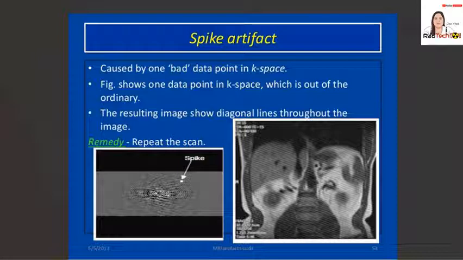So halimbawa dito, may spike artifact siya because of one bad data in the k-space. So ito na yung magiging itsura niya. So isang bad data lang pero malaki yung difference sa image. So, ang remedy niya is to repeat the scan.